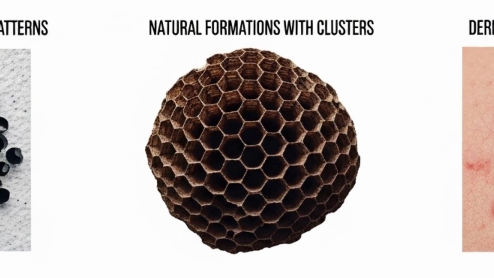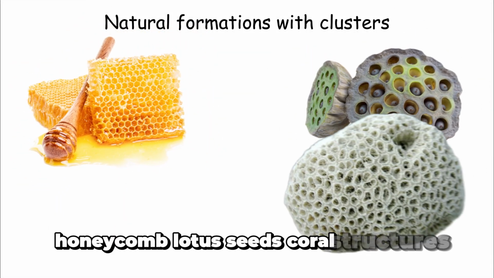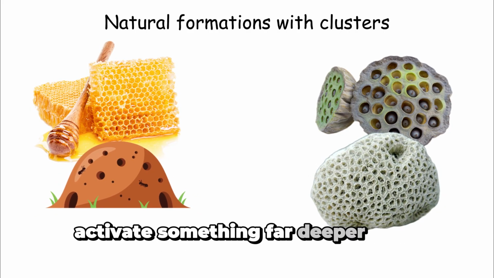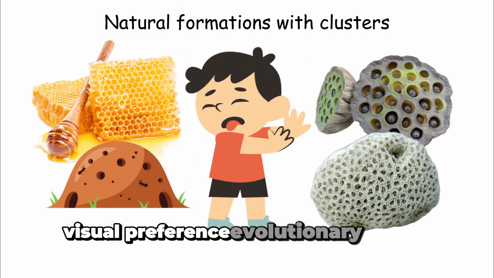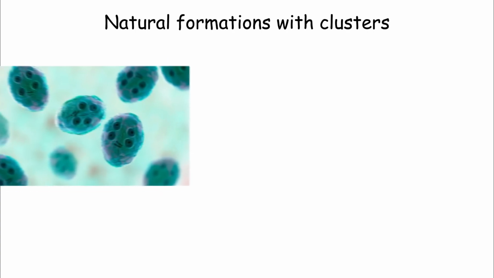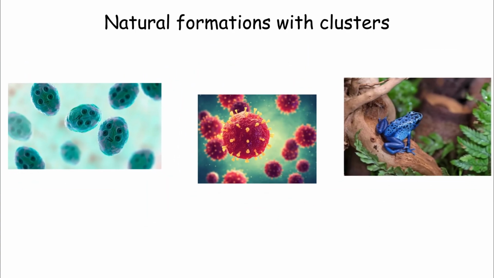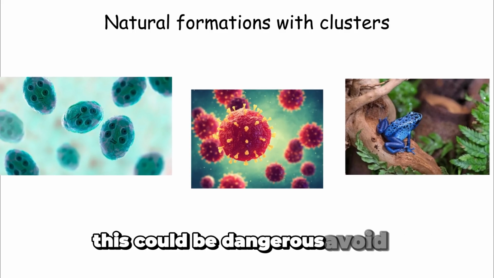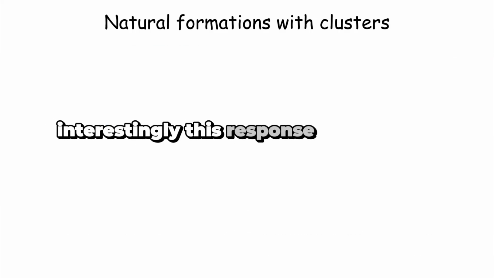Natural formations with clusters are perhaps the most powerful triggers. Honeycomb, lotus seeds, coral structures, insect nests. These natural patterns activate something far deeper than simple visual preference. Evolutionary theory suggests this aversion is an ancestral protection mechanism. In nature, certain clustering patterns, especially in organisms, signal danger. Parasites, infections, venomous animals. Your brain inherited an alarm that says, "This could be dangerous. Avoid it."